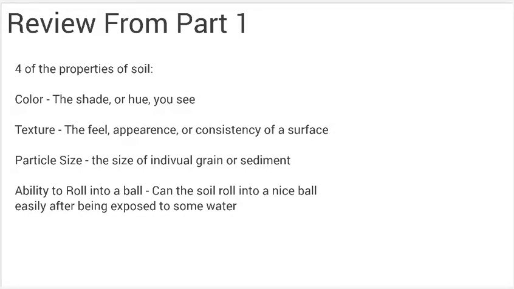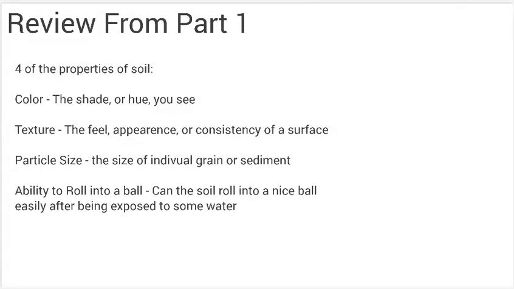color, or the shade or the hue that you see. So that's something maybe like a brown or a gold or whatever color that you see of that particular soil sample. The texture: how it feels, or the consistency of the surface as you rub it through your hand. So is it bumpy? Is it smooth? Is it hard or soft?